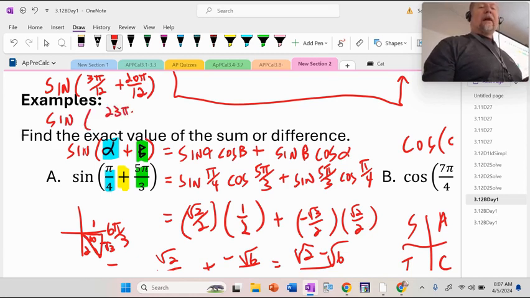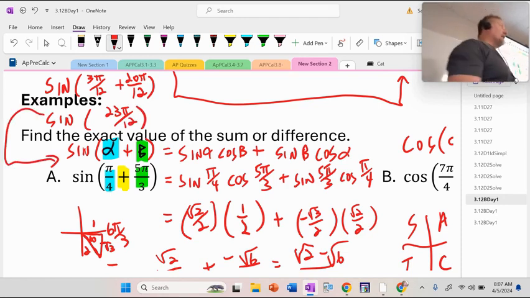That's what we just did in this one. Because now I'm going to ask you this question, and you've got to come up with a sum that actually equals 23 pi over 12, and then do the trigonometry. So now it's just one little extra step.